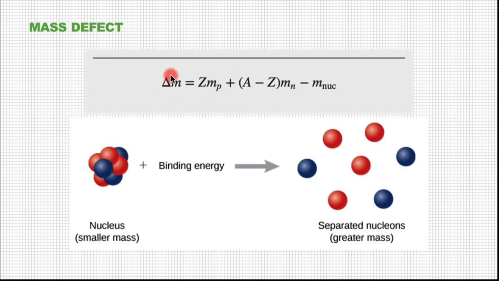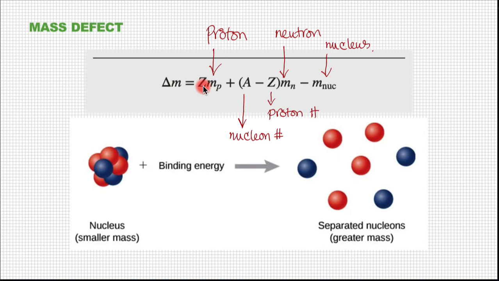Now, in order to make this calculation, here is our delta M representing our mass deficit. And the mass of the proton, Z is the proton number. Now, I did call it deficit, mass defect or deficit, either is okay. A is the nucleon number, and mass of the proton, mass of the neutron, minus the mass of the nucleus. Now, when we subtract the mass of the nucleus from the mass of the nucleons, we find that the number is greater, or the mass is greater.